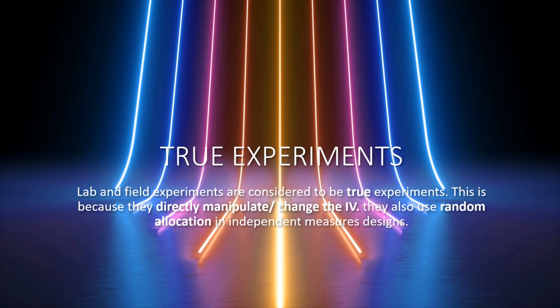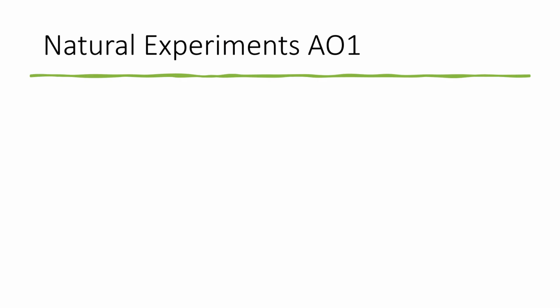So we've just spoken about lab and field experiments. These together are probably known as true experiments. That's because you directly manipulate the independent variable, you're looking for the effect of the change in the independent variable on the dependent variable, and you can randomly allocate to conditions. The next type of experiment is called a natural experiment, and that is slightly different, as you will see.